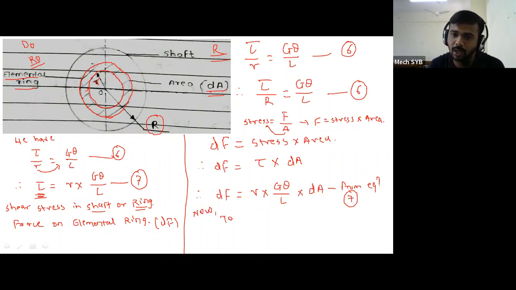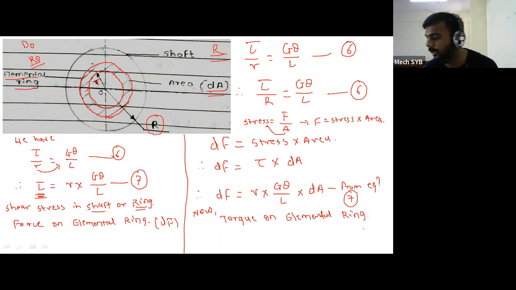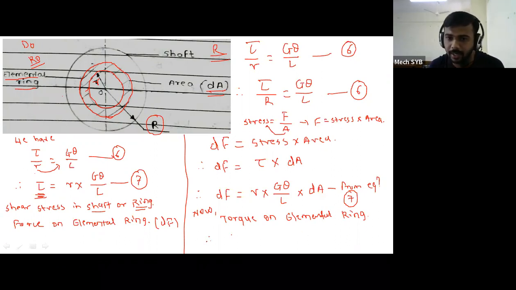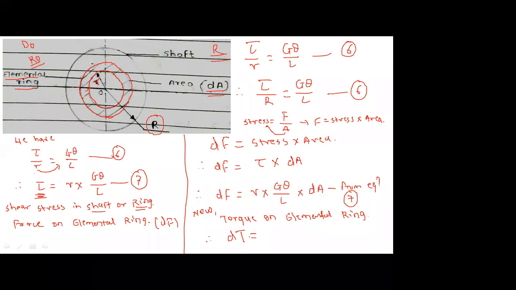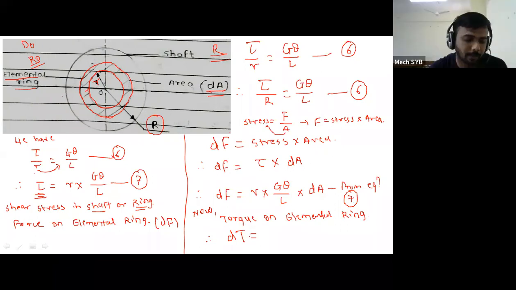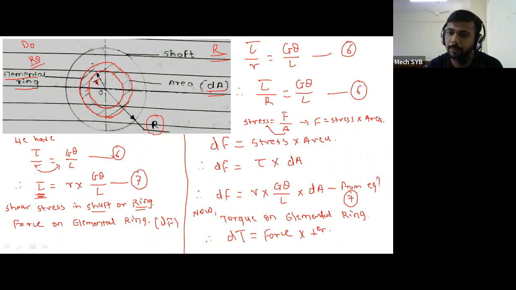Now torque on the elemental ring, and that torque will be represented by dT. Tell me the formula of torque. Force into perpendicular distance. Torque formula I have given. Torque is equal to force into perpendicular distance.